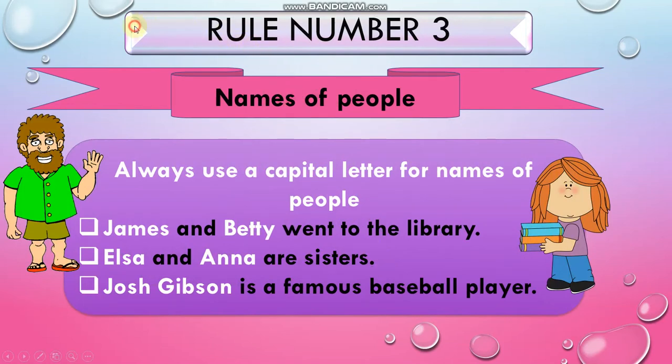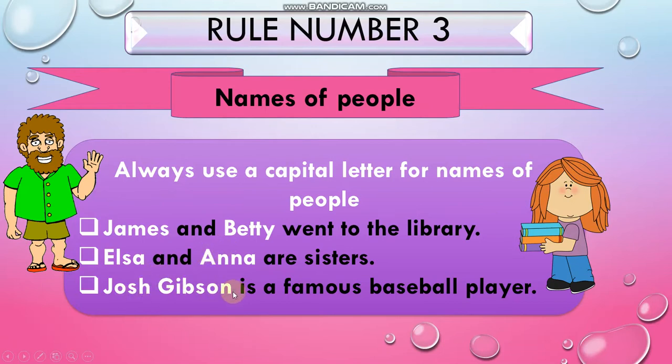Rule number 3. What's rule number 3? Names of people. Always use a capital letter for names of people. "James and Betty went to the library." James, that's the name of a boy, and I put my capital letter. And Betty, again, name of a girl, I used a capital letter. "Elsa and Anna are sisters." So Elsa gets a capital E and Anna gets a capital A because they're names of two girls.